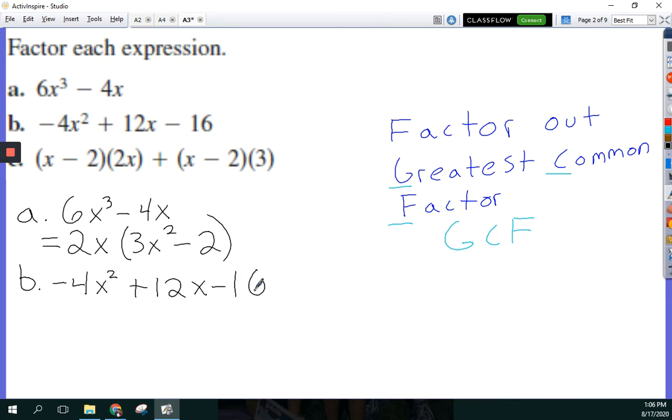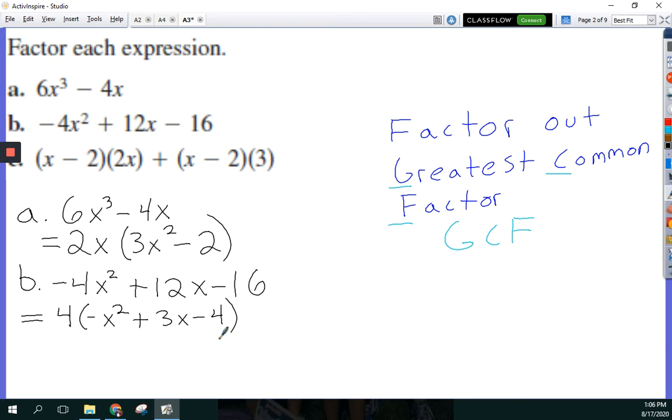So on question number B, notice that this time we have 3 terms, so we have a trinomial. So our greatest common factor has to be shared with all 3 of those. So notice that my first 2 terms have x's, but my last one doesn't. So we can't factor out anything with an x. However, 4, 12, and 16 all share a common factor of 4. So if I factor out, or think of it like dividing out of 4, I would be left with negative x squared plus 3x minus 4.